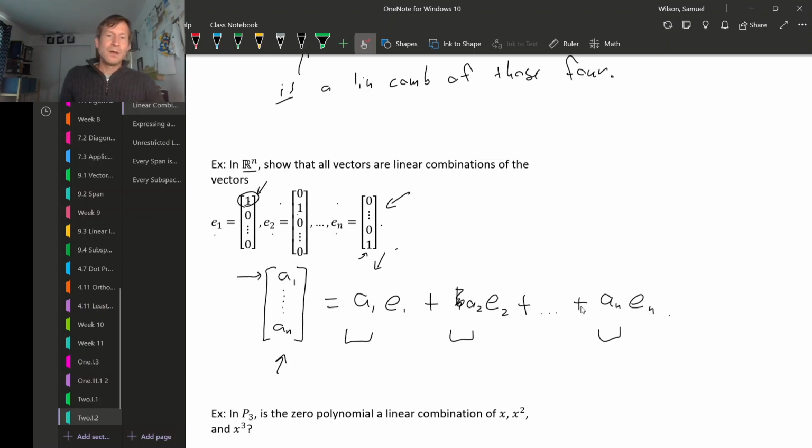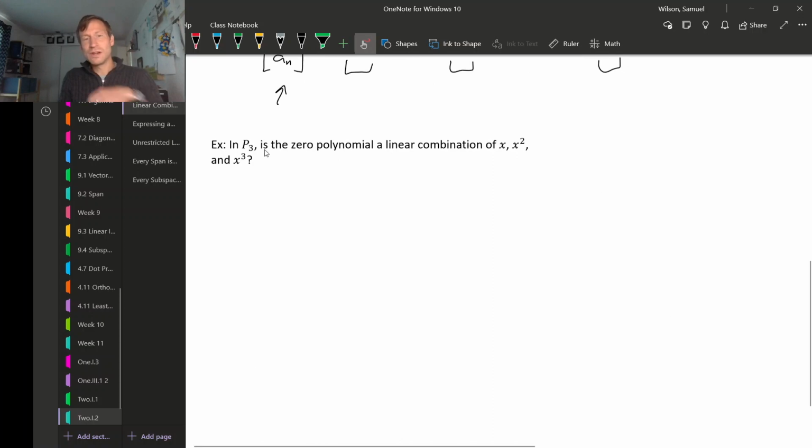All right. Finally, one last question about linear combinations is in P3, remember this is the collection of polynomials of degree less than or equal to n.